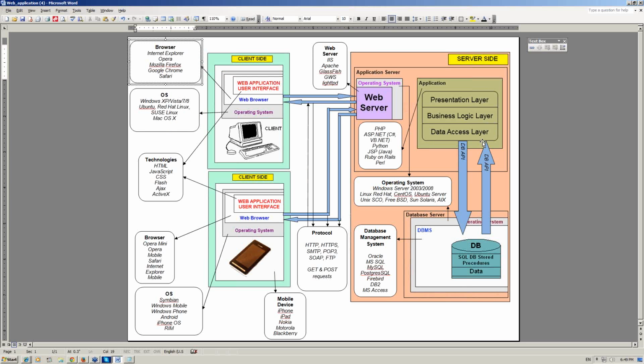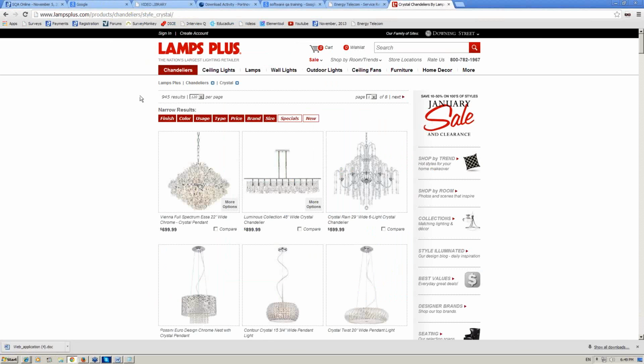So when I go to Lamps Plus, and on Lamps Plus I type in something, then search results will come. How do we know the search results? Well, the query I type, let me do it. Let's go there. Let me type something here in the search. Let's say crystal. Just crystal. Okay, search.